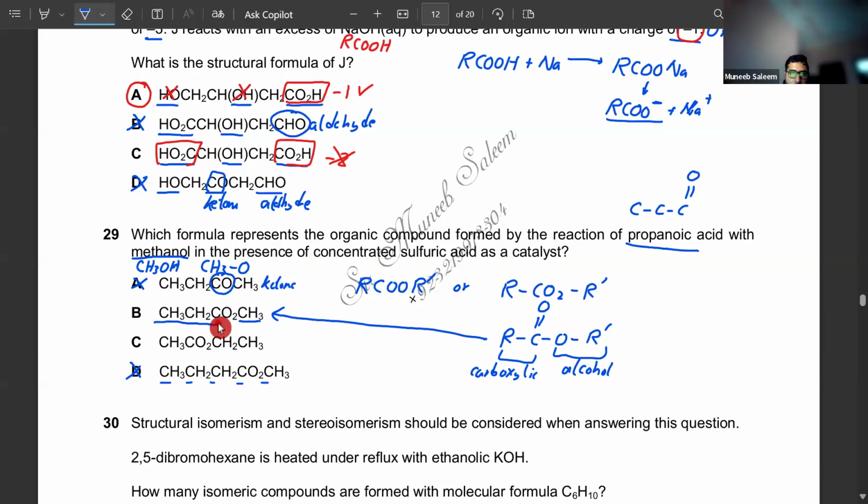And if you compare with the C option, in C we have 2 carbon atoms and then O2. That means these 2 carbon atoms come from the carboxylic acid, but that would indicate ethanoic acid, not propanoic acid. So that's why this option with 2 carbon atoms is not correct. So the only correct option is B.